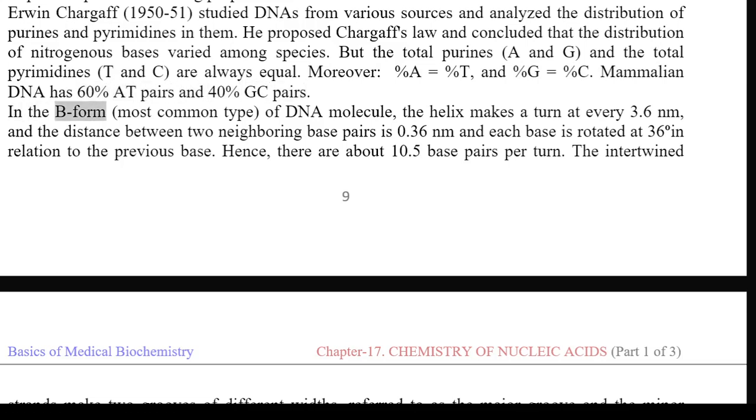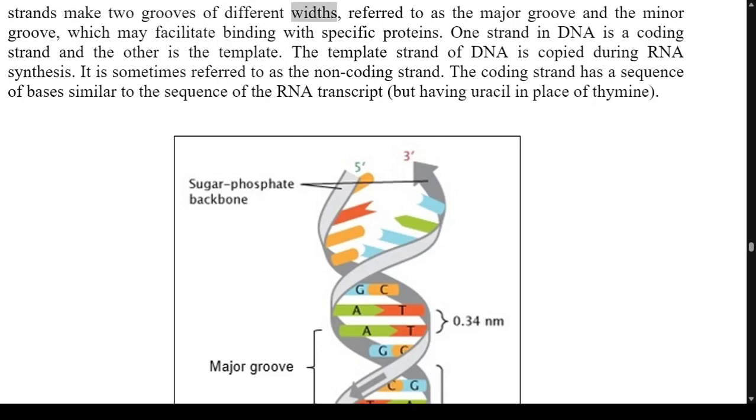In the B form, the most common type of DNA molecule, the helix makes a turn at every 3.6 nanometers, the distance between two neighboring base pairs is 0.36 nanometers, and each base is rotated 36 degrees in relation to the previous base. Hence, there are about 10.5 base pairs per turn. The intertwined strands make two grooves of different widths, referred to as the major groove and the minor groove, which may facilitate binding with specific proteins.